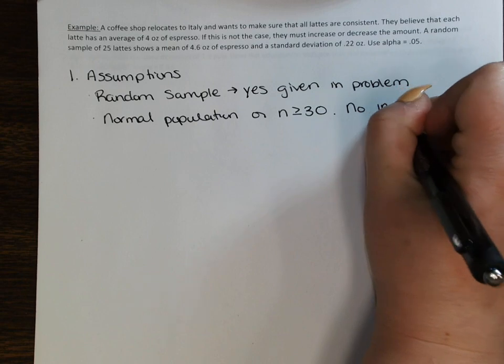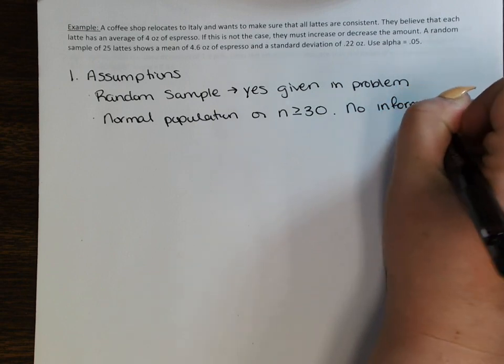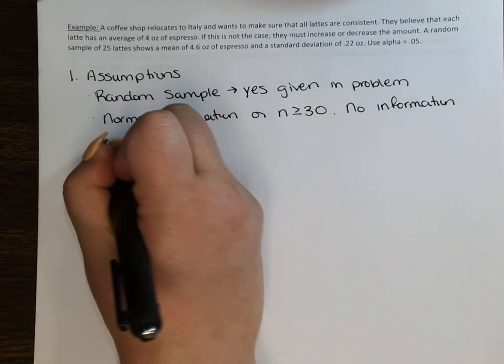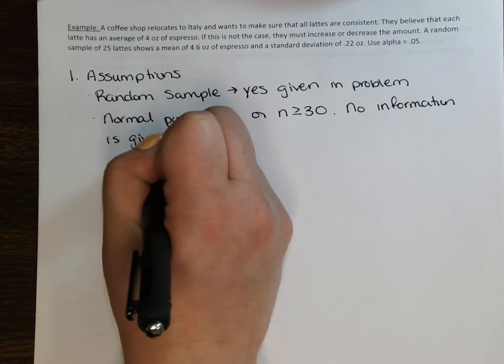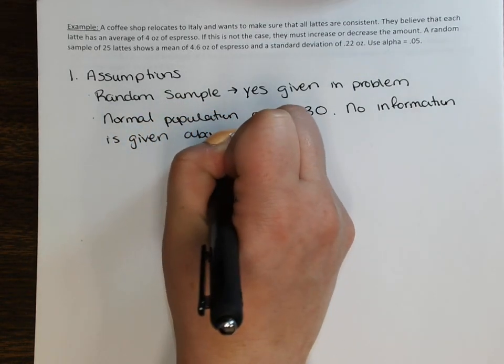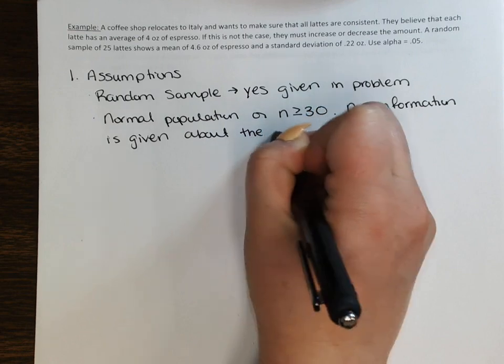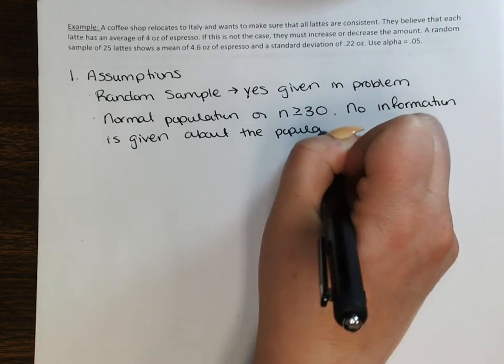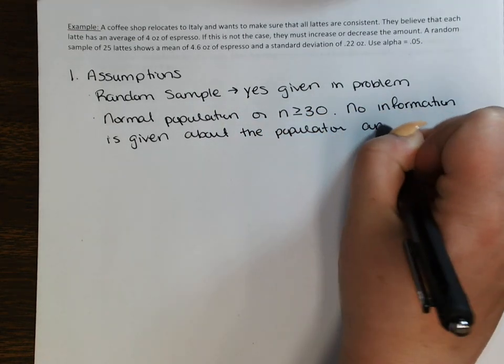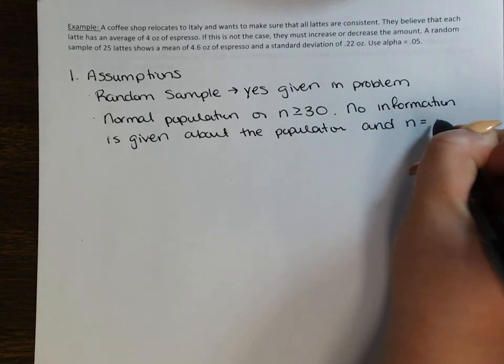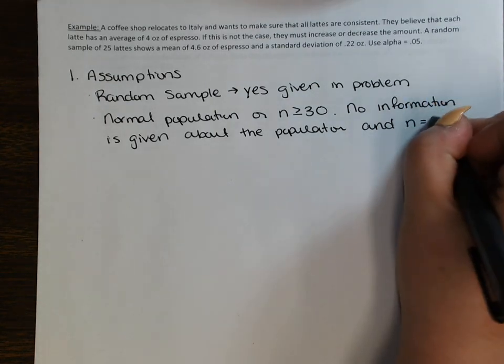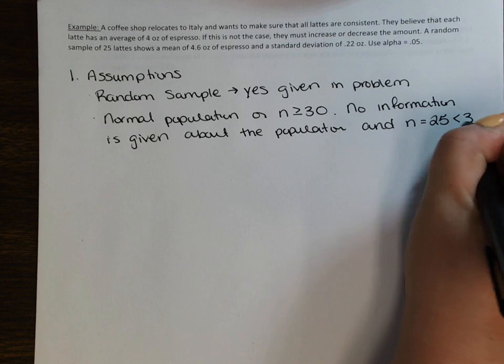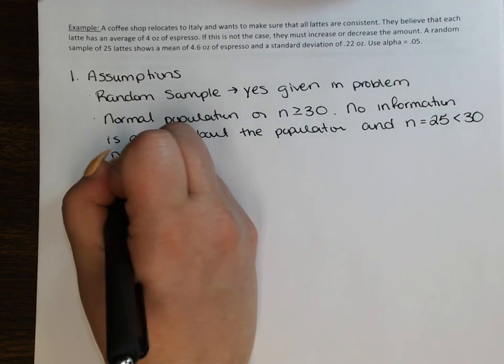No information is given about the population. And n is equal to 25, which is less than 30. So we are going to proceed with caution.